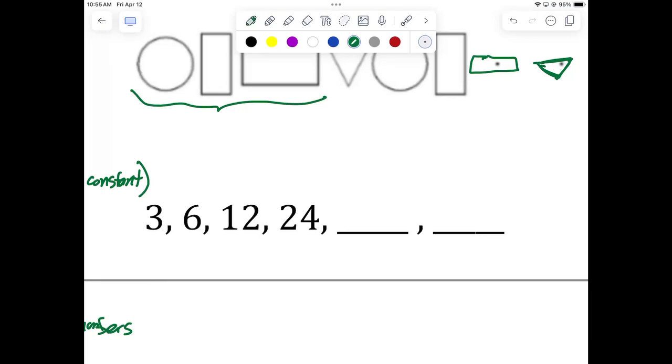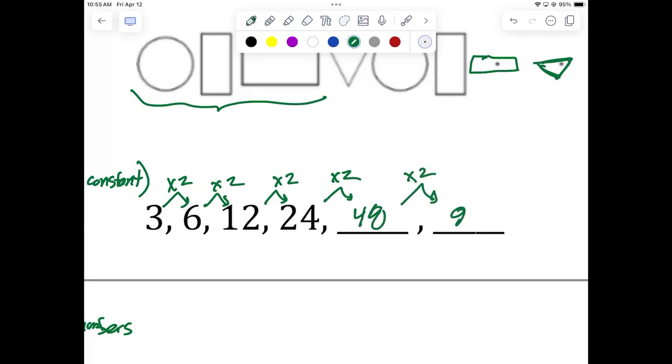We're not adding anymore, right? You can try adding. 3 plus 3 is 6. 6 plus 3 is 9. That didn't work. What we're doing is multiplying by 2. Multiplying by 2. Multiplying by 2. Y'all are good at patterns. 24 times 2 is 48. 48 times 2 is 96.